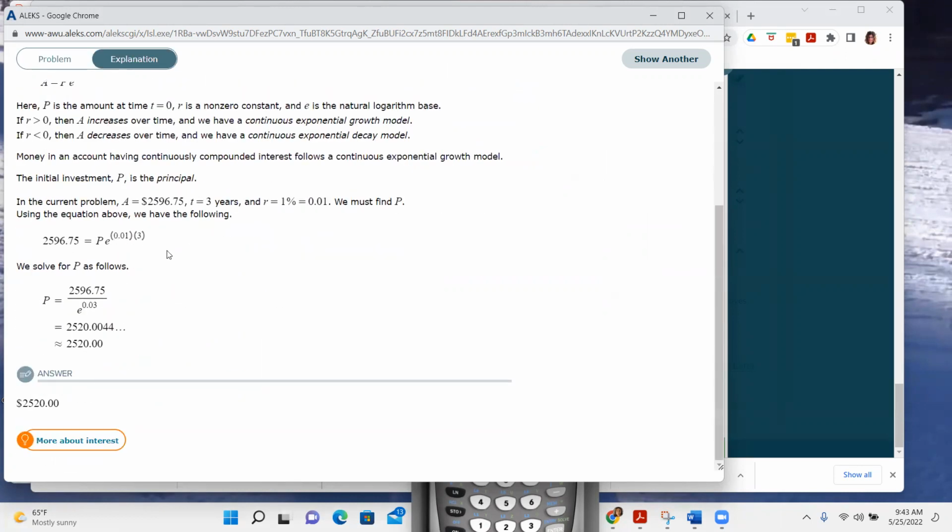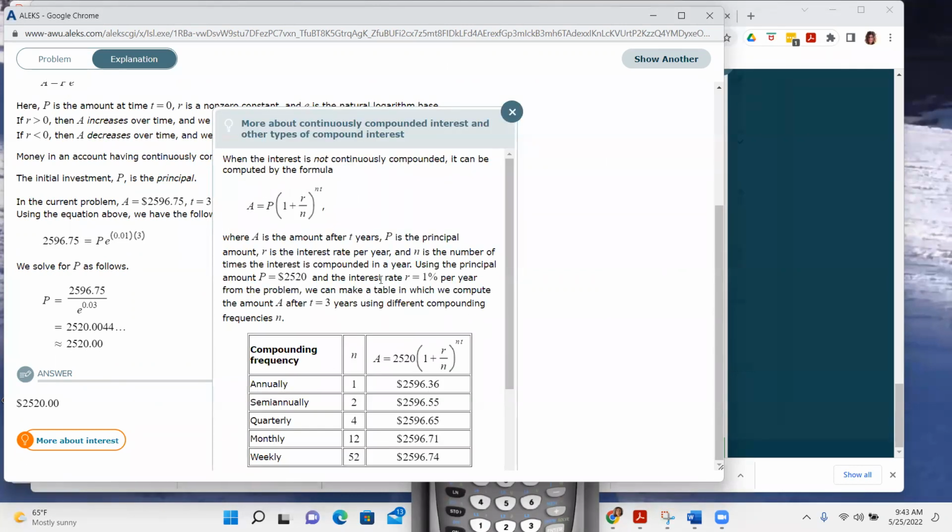So they do the same thing, just showing how you substitute in and do that on a calculator and round. And they remind you here, when the interest is not continuously compounded, we use that formula, which we've said before. So annually, semi-annually, quarterly, monthly, weekly.